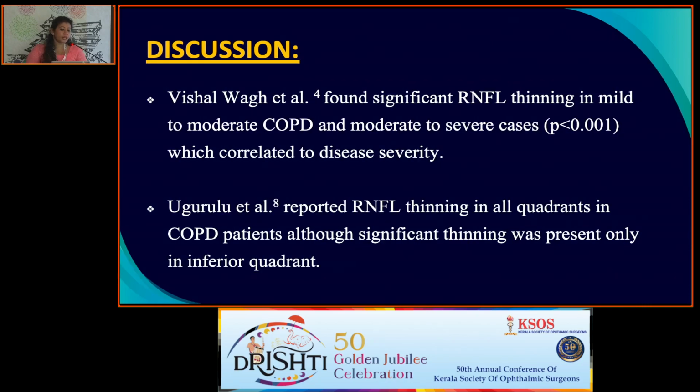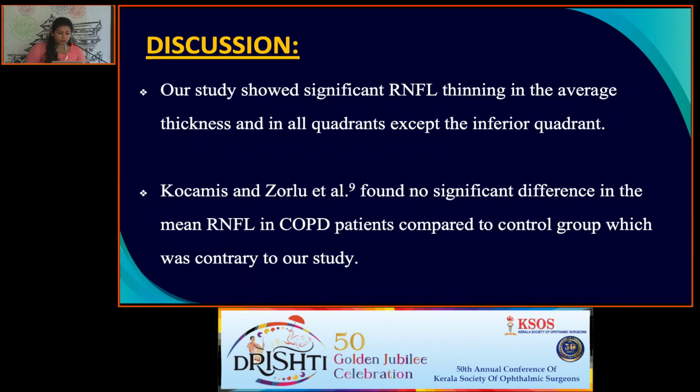The study conducted by Vishalvak et al. found significant RNFL thinning in mild to moderate and moderate to severe cases, which correlated to disease severity. The study conducted by Urgulo reported RNFL thinning in all quadrants in COPD patients, although significant thinning was present only in the inferior quadrant. Our study also showed significant thinning in the average RNFL thickness as well as in all quadrants except the inferior one.